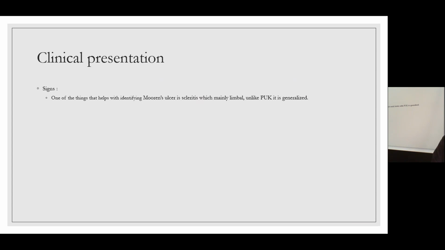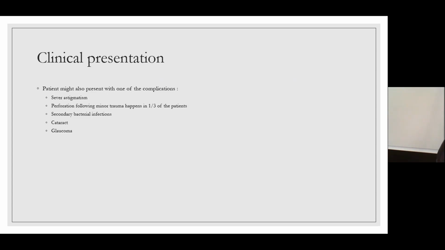And one of the things that helps to identify PUK or Mooren's is scleritis, as I mentioned earlier. In PUK, the scleritis is generalized, while in Mooren's there is usually no scleritis, and if there is scleritis, it will be limbal scleritis. And the patient might also present with complications like severe astigmatism, perforation following minor trauma, which happens in nearly 1/3 of patients, secondary bacterial infection, secondary cataract, and glaucoma.